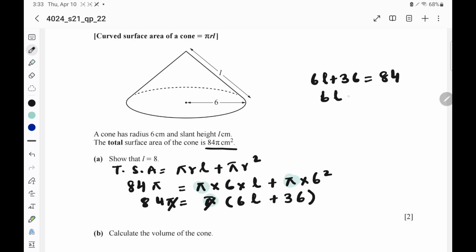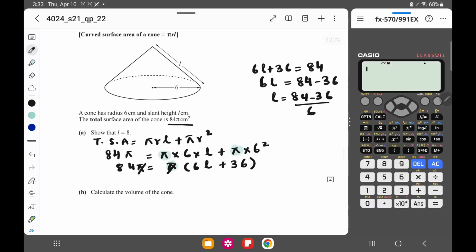Then 6L, like we usually solve algebraic equations, we do the same thing, minus 36, and L will be equal to 84 minus 36 over 6. Let's find out. That is 84 minus 36, and then in the denominator 6, which is equal to 8 centimeters. Shown. Okay.